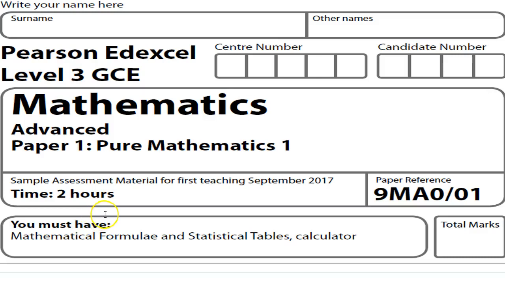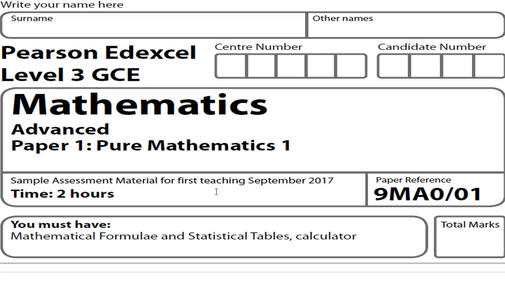Hi guys, today we are going to solve the mathematics A-level paper, that is Pure Maths 1. Code is 9MA0/01, and it is the sample assessment material for teaching after September 2017. This paper is already on the Edexcel website. You can download it from there.